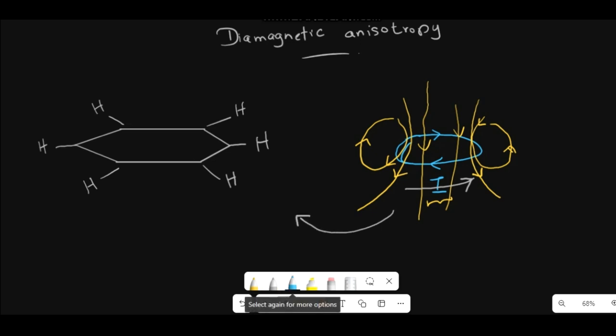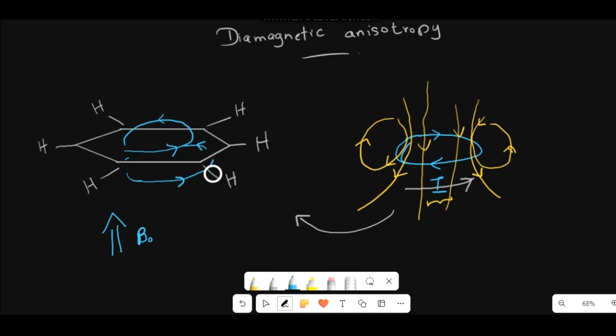In NMR, we are applying a magnetic field. Let's call it B naught. It's upwards. So what happens here is, in benzene there are 6 electrons, right? Electrons will circle, they will rotate like this. So due to this rotation, these are electrons which are moving, so current is going in the other direction.